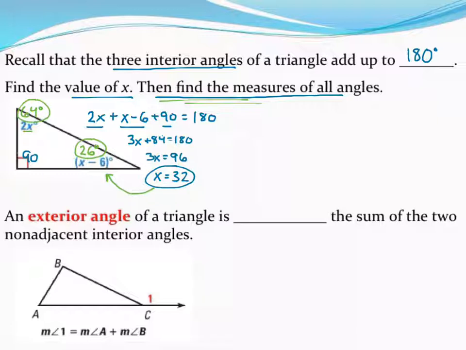Now, it's probably a good idea to figure out these values even if they didn't say to, because what a great way to check your answer. Add up 90 and 64 and 26 and make sure they add up to 180.